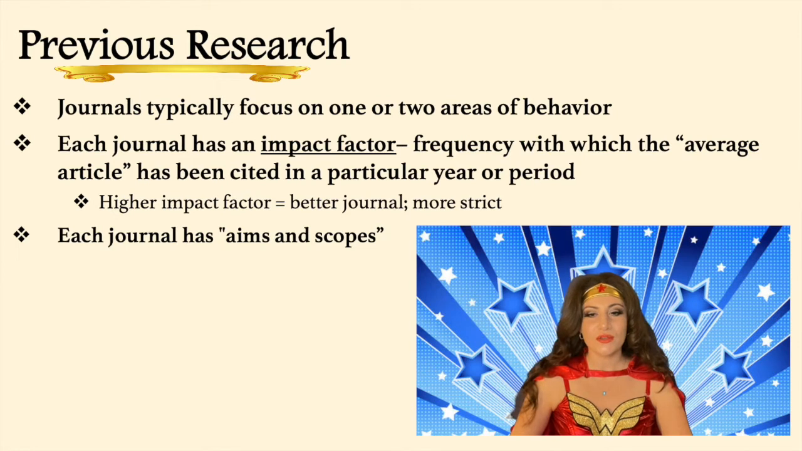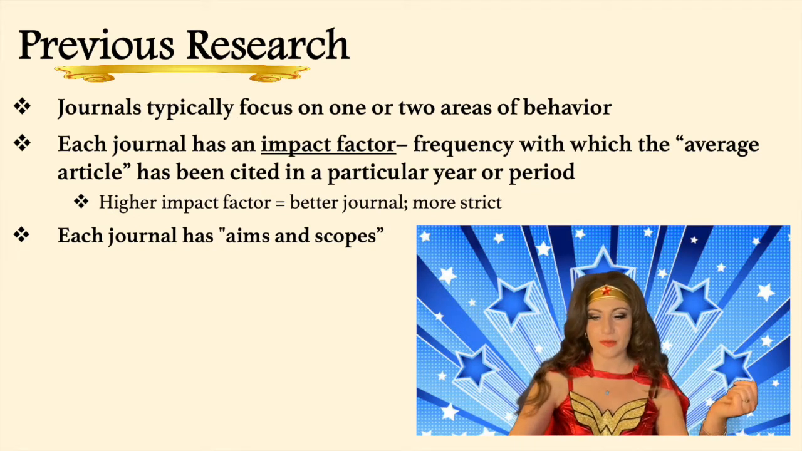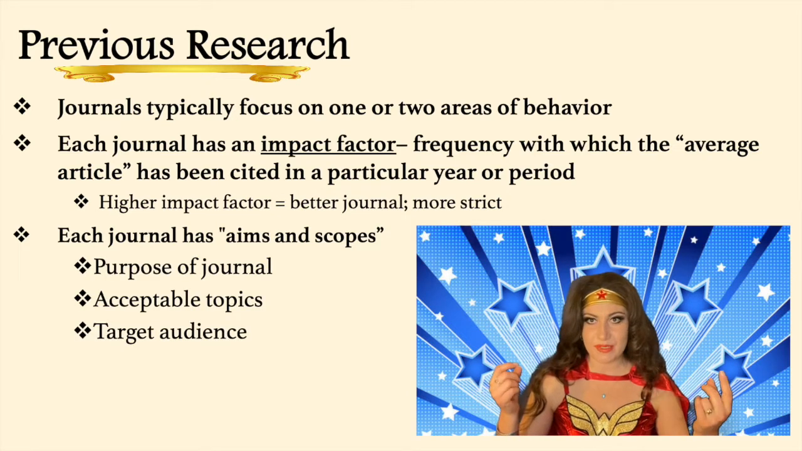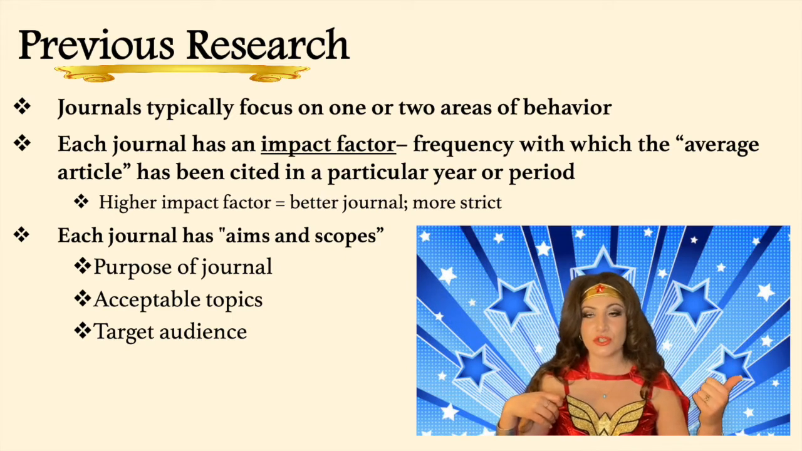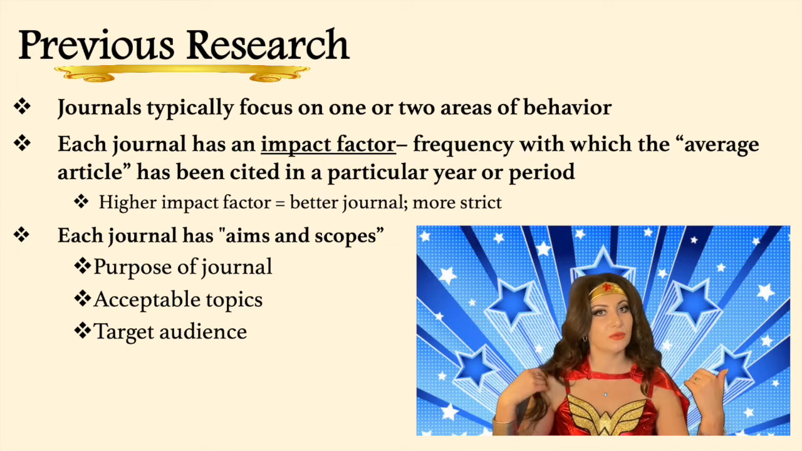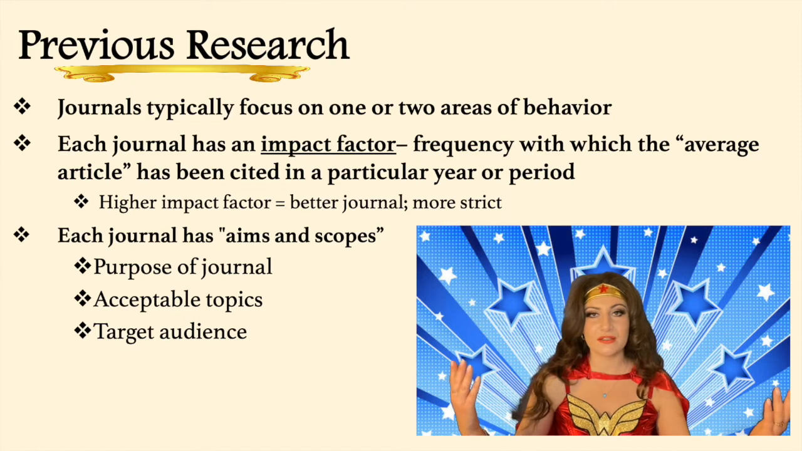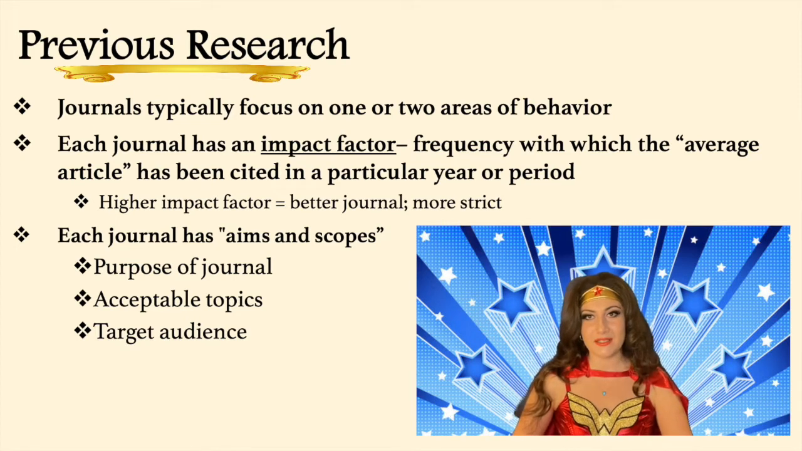Each journal also has what is called aims and scopes. You can think of aims and scopes as kind of like the mission statement for a particular journal. And in the aims and scopes, you will find 6 different things. The first one is the purpose of the journal. So this should be important to you, A, as a researcher who is looking for a journal in which you can publish your own work, but B, it's also important because it's helpful to know the reference for where you're looking for articles for your literature review and that previous literature.